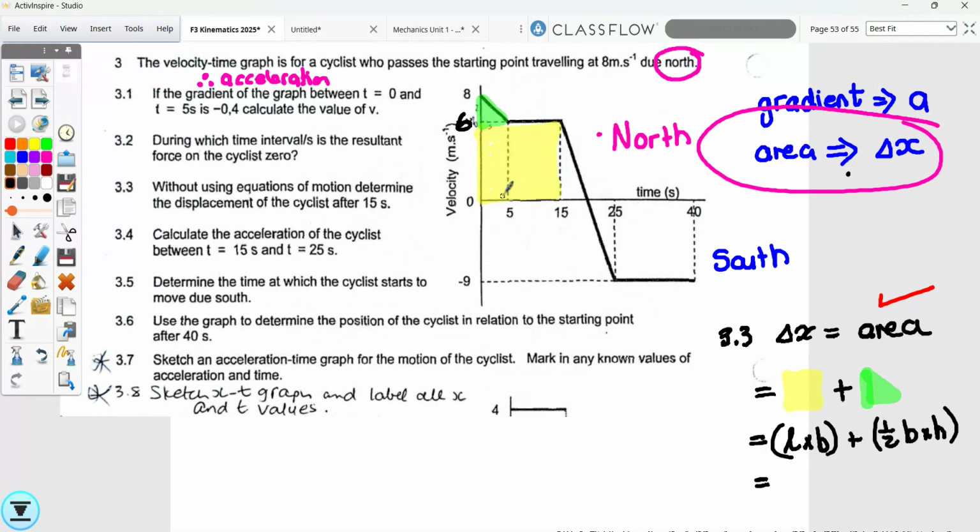Now length times breadth, we can see it's 6 times 15. Please use brackets, guys, because your calculator does BODMAS. Put brackets, 6 times 15, and then this is half base, 15, times height, 6. You put that all in your calculator and you get me a beautiful answer. Yes. Oh, absolutely. Why is it not 6?